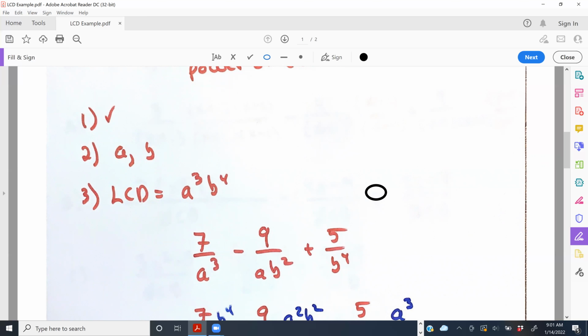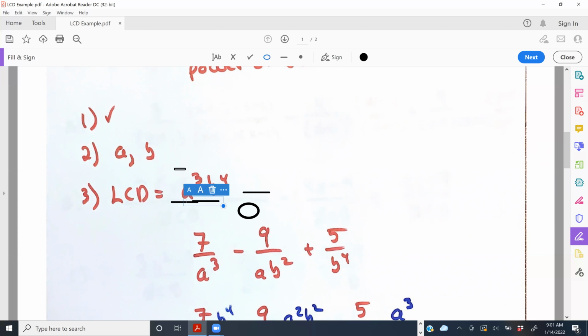Now, there's a temptation a lot of times to want to add up the exponents, like 3 plus 1 will give you an A to the fourth, and 2 plus 4 would give you a B to the sixth. That's not the case. You just want to find the highest power of each factor anywhere in your denominators, and that's it.